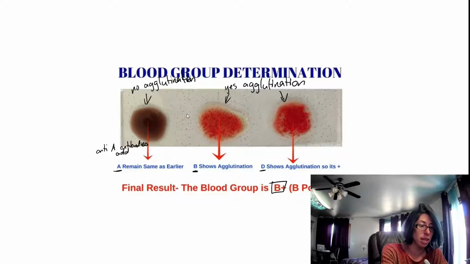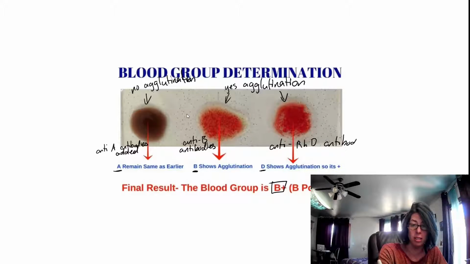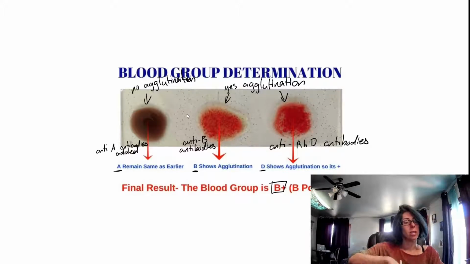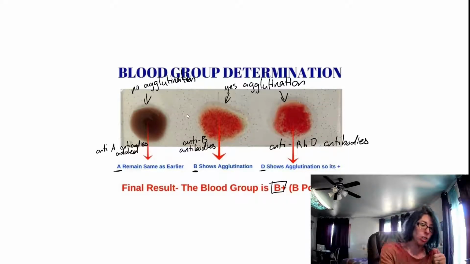So anti-A antibodies are added in the first well. Anti-B antibodies are added here. And anti-RHD antibodies are added in the last well. So in the first well, we've added anti-A antibodies, and there's no attack. So the antibodies that attack type A did not attack. That means there's no type A here. Okay. So no A glycoprotein.